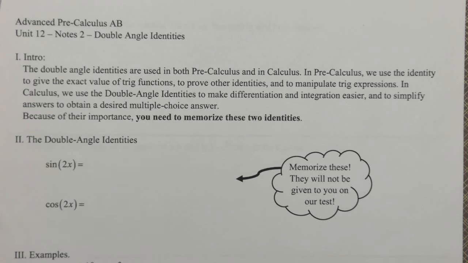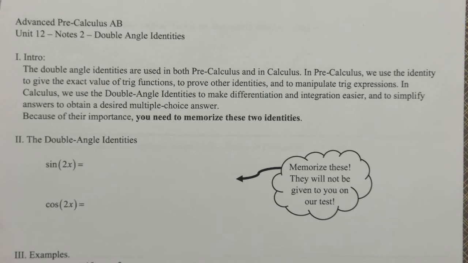Today we are going to take a look at the double angle identities. The double angle identities are used both in pre-cal and in calculus. In pre-cal, we use this identity just to find the trig function of different angles given information involving triangles usually.